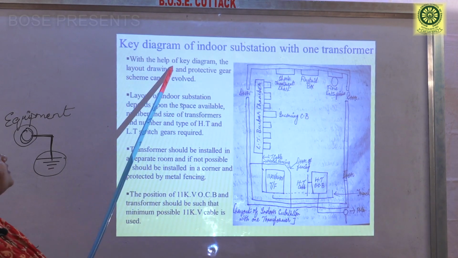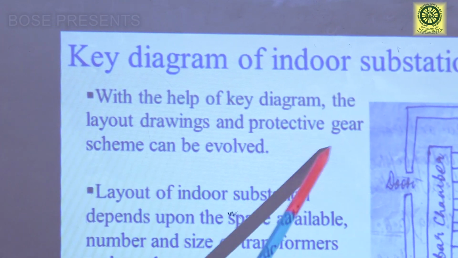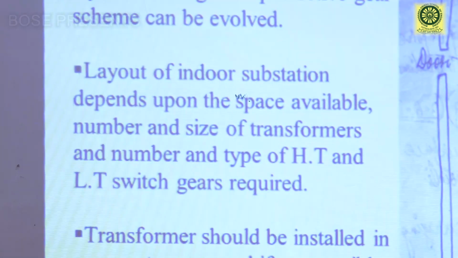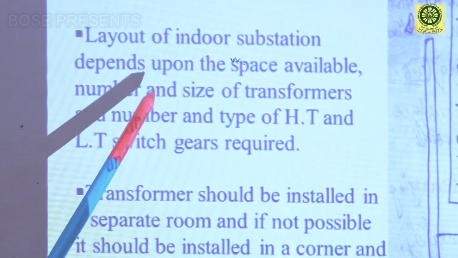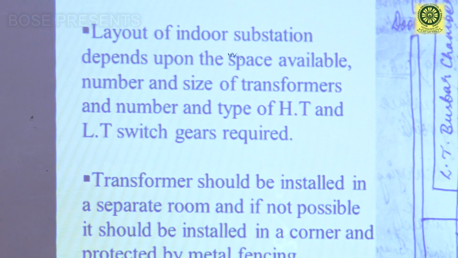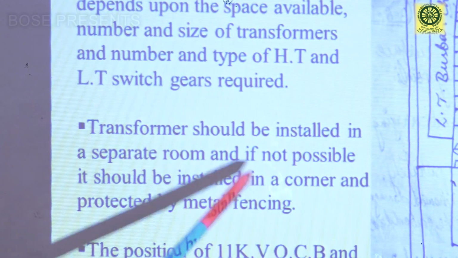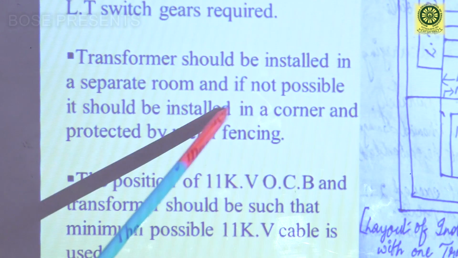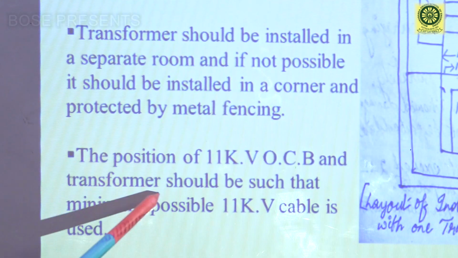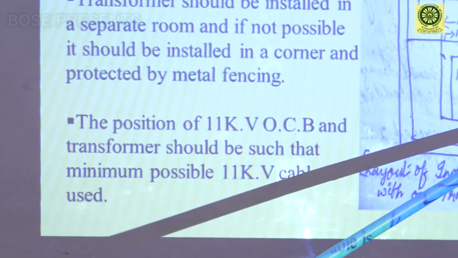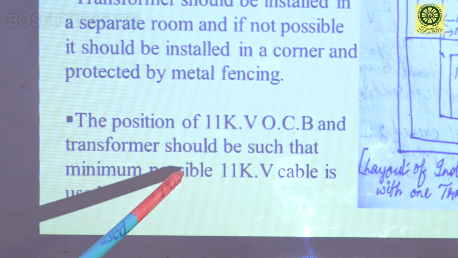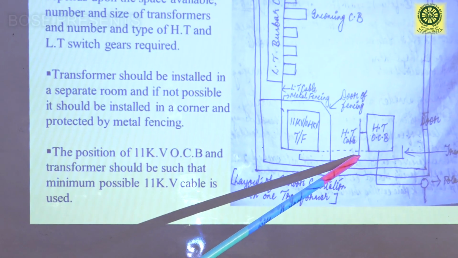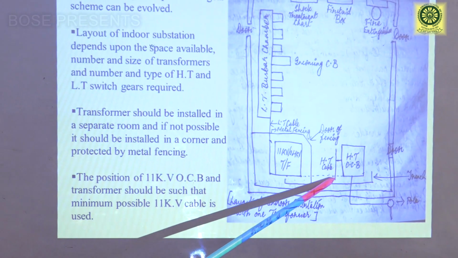What is the first point? With the help of the key diagram, the layout drawings and protective gear can be understood. Layout of an indoor substation depends upon the space available, number and size of transformers, and number and type of HT and LT switchgears required. Transformers should be installed in a separate room, and if not possible, in a corner protected by metal fencing. What is metal fencing? I will discuss in the next slide. The position of the 11 kV OCB and transformer should be such that the minimum possible 11 kV cable is used. So this HT cable should be used in a minimum way.